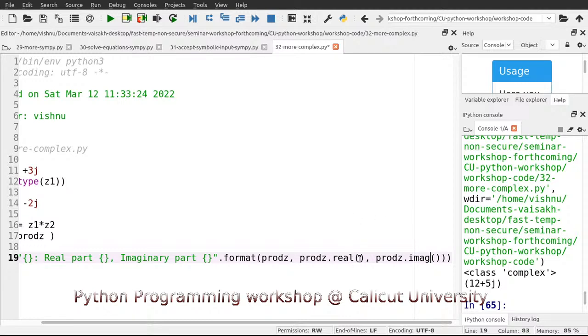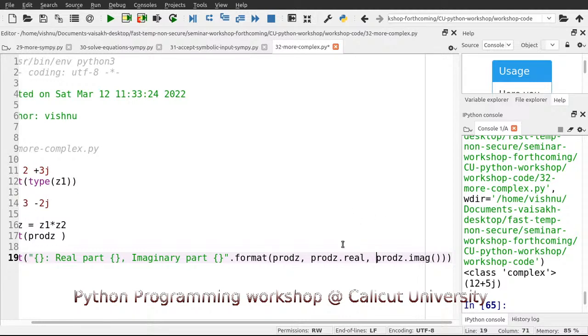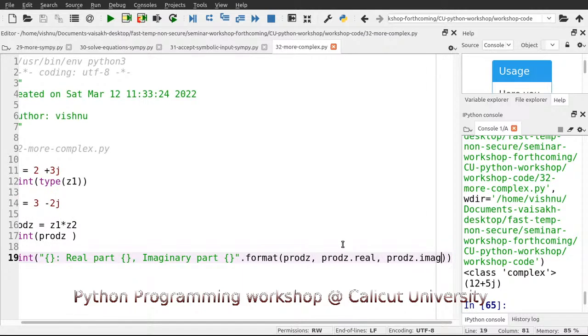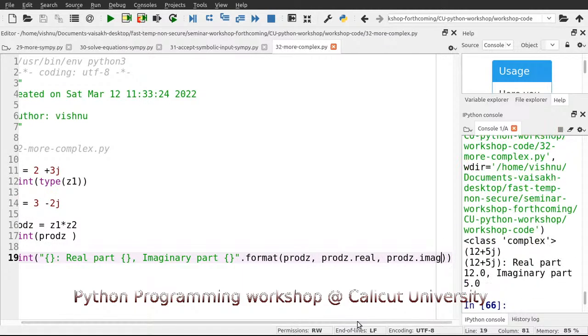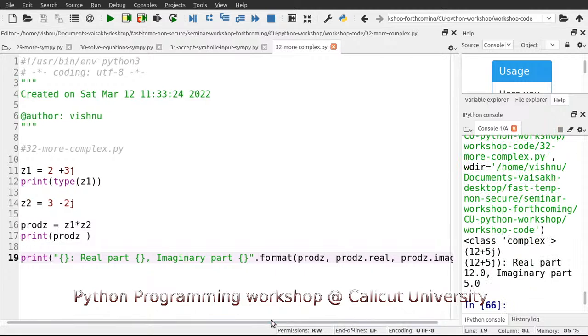I think this is not necessary. This bracket is probably not necessary. Try to do that, trying to move it. Yeah. Real part is 12.0 and the imaginary part is going to be 5.0. Now, the conjugate also should work.